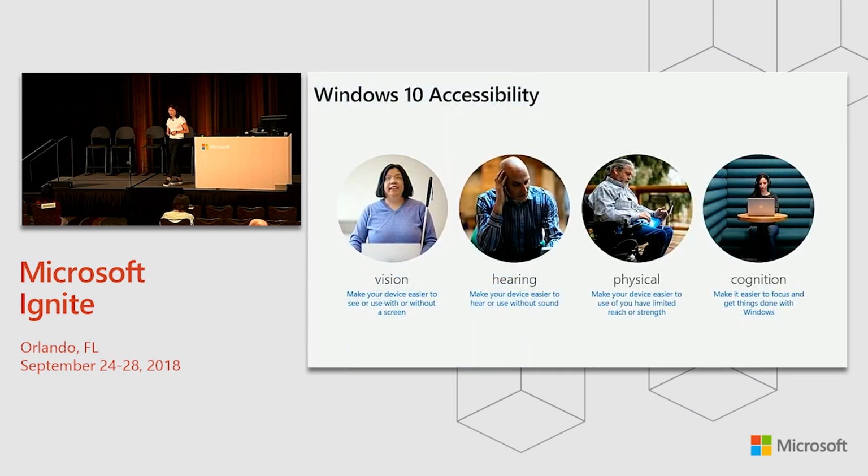So let's jump into what's actually within Windows. How does Windows 10 think about accessibility? There's sort of 4 main buckets here. The first is vision, and then there's hearing, physical, and cognitive accessibility considerations. And I'll jump into each of those areas to explain what they mean.